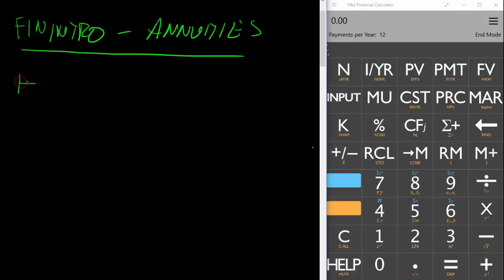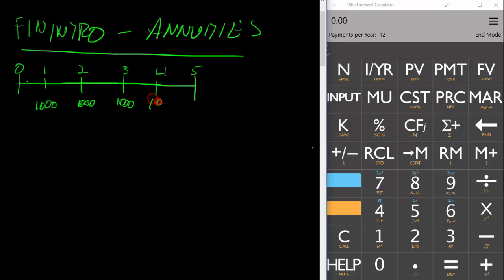Okay, so welcome to today in finintro. We are going to do annuities. You've seen stuff like this before, 1, 2, 3, 4, 5, and we've done this with mixed streams, but we have yet to do this where all the payments look the same. When all the payments look the same, say this is $1,000, and this is $1,000, and this is $1,000, and this is $1,000, and this is $1,000, then we refer to this as an annuity.